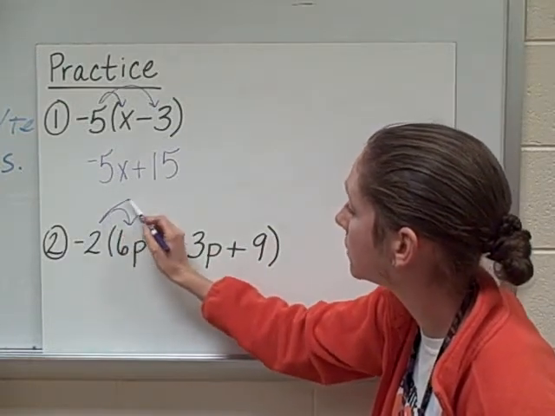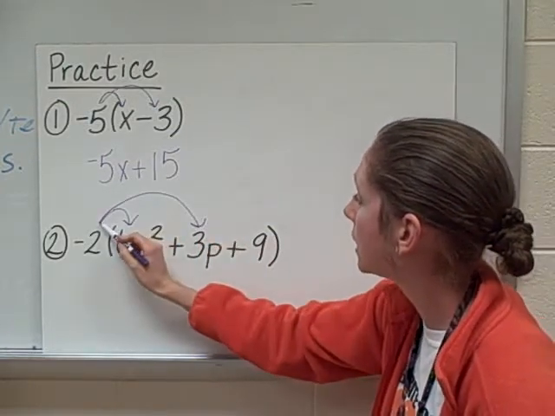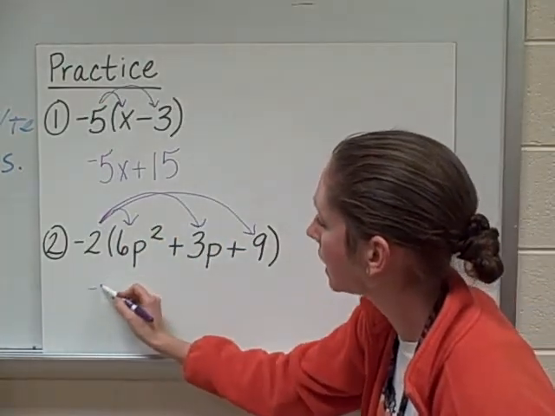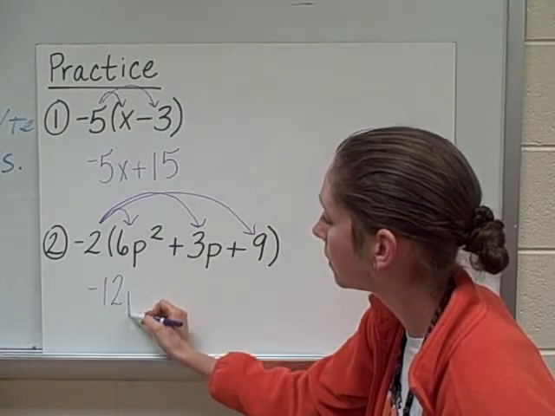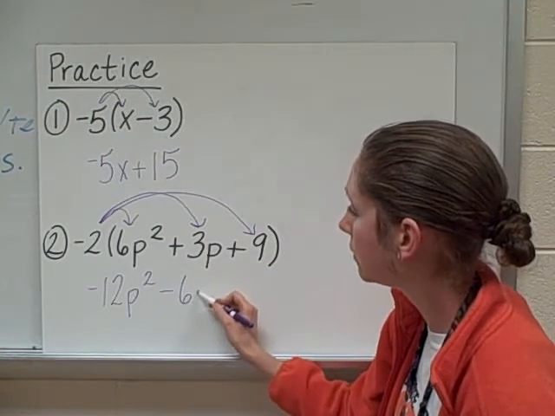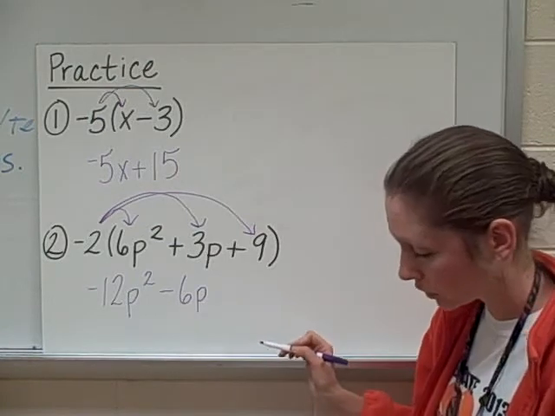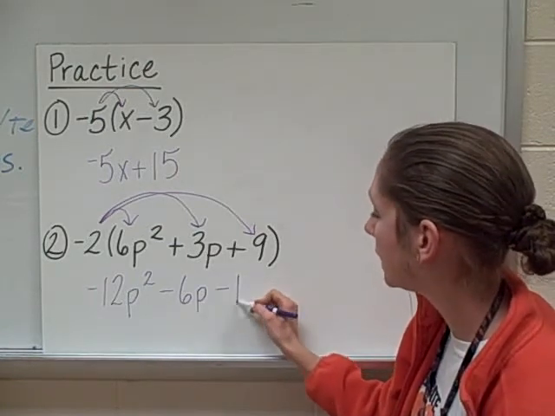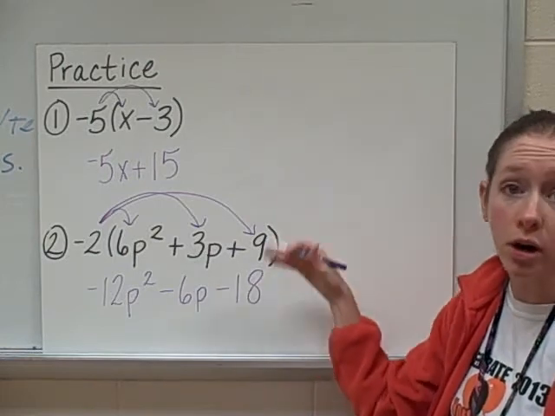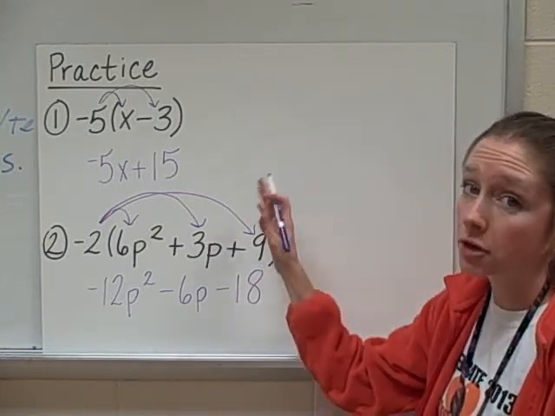All right, next one. Negative 2 times 6p squared, negative 2 times 3p, and negative 2 times 9. Negative 12p squared, negative 6p, and minus 18. Make sure that you show your work, because otherwise I'll think that you just copied the answer.